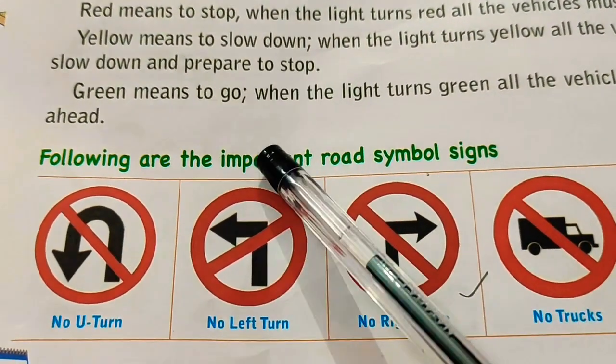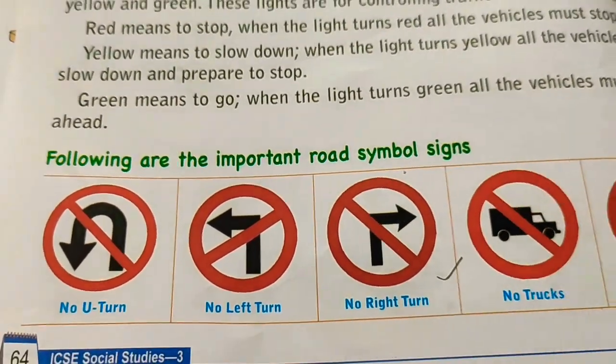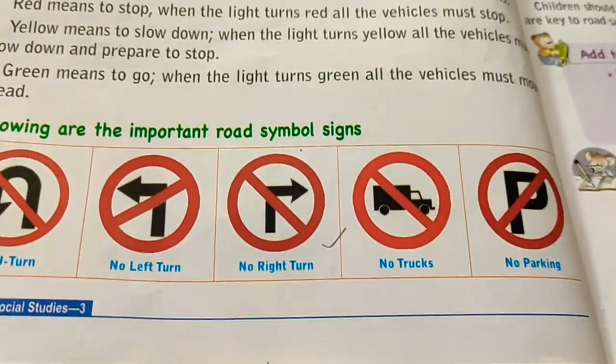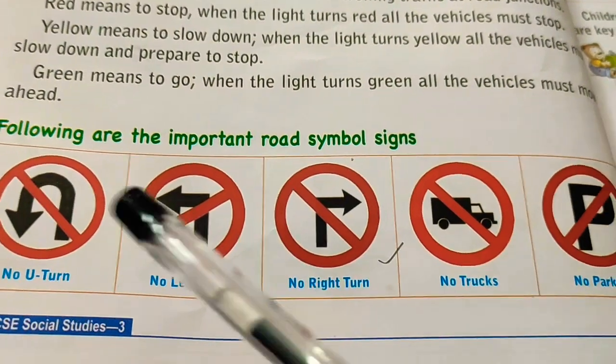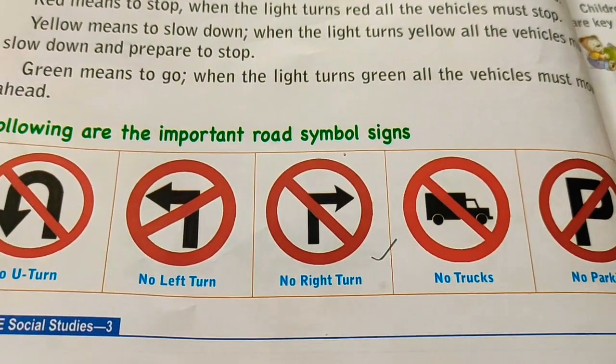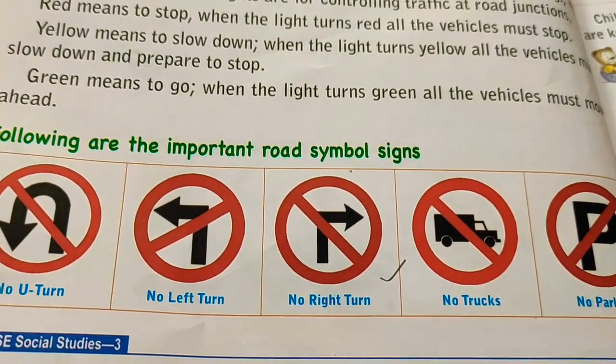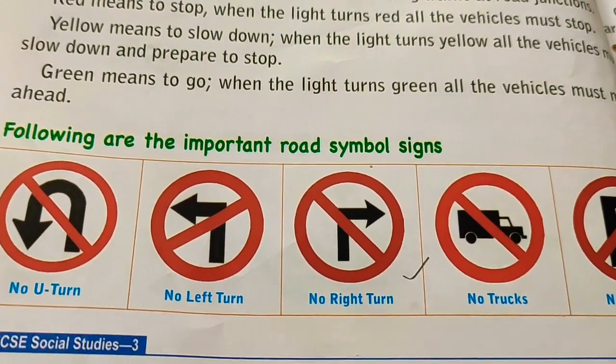Now, children, following are the important road symbols. Why should I use the book? Because you can very often see these symbols on the roadside. Just you have to understand the meaning of this.